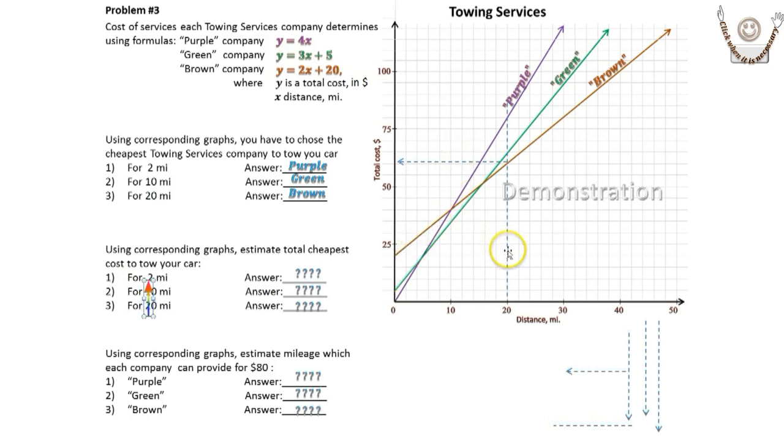Okay, let's go back to 2 miles and when you're using graphs, it's not exact. You can estimate something. All the equation gives you exact answer. Graph gives you approximately. It's $8.